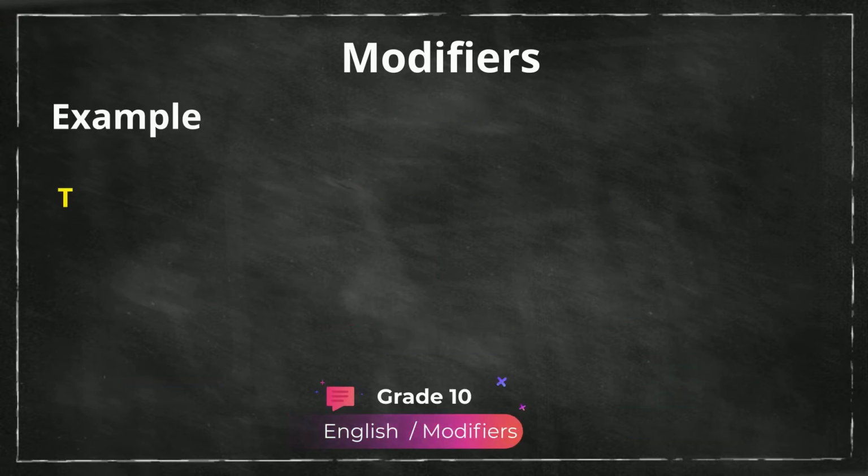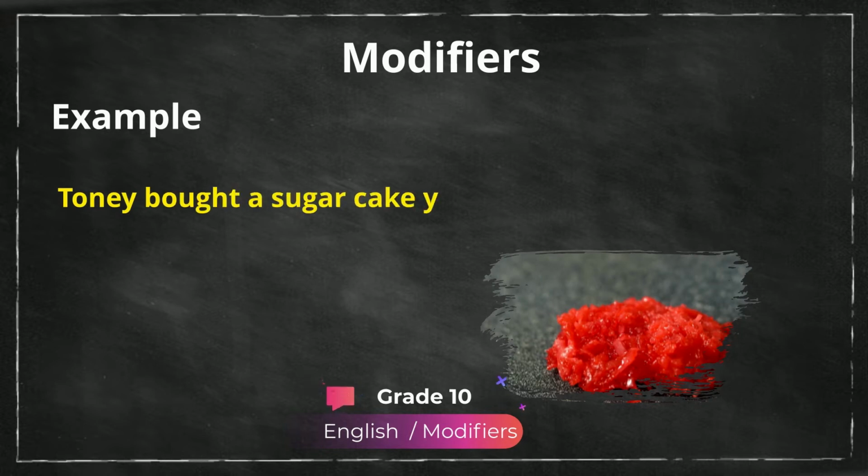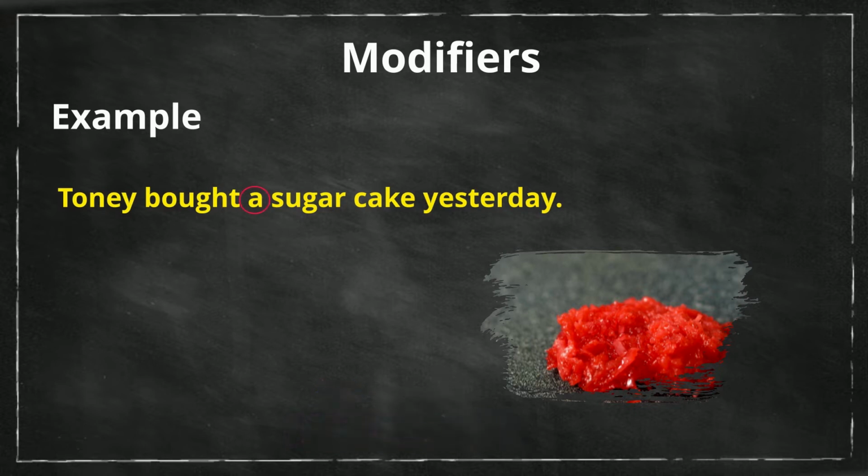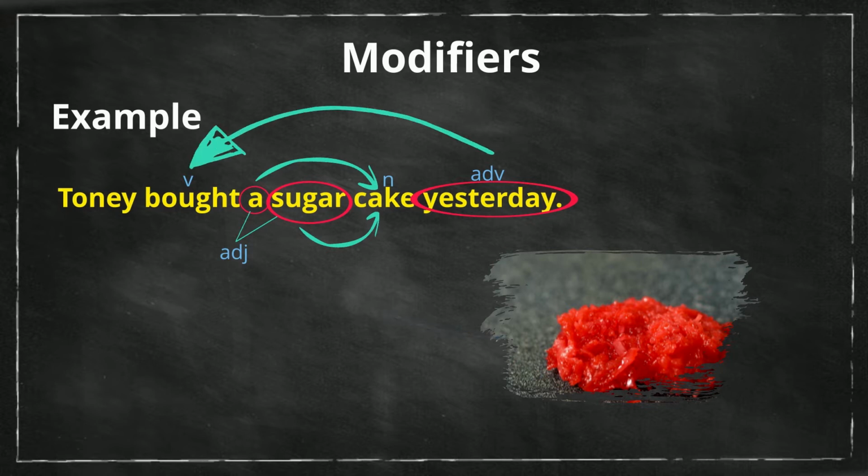For example, Tony bought a sugar cake yesterday. Here, "a" is an article that modifies the word cake, and the word sugar is the direct adjective of the word cake. So, both the words "a" and "sugar" are adjectives that modify the noun cake. The word yesterday announces the time of the action, that is, the verb bought. So, yesterday is an adverb that modifies the verb bought.